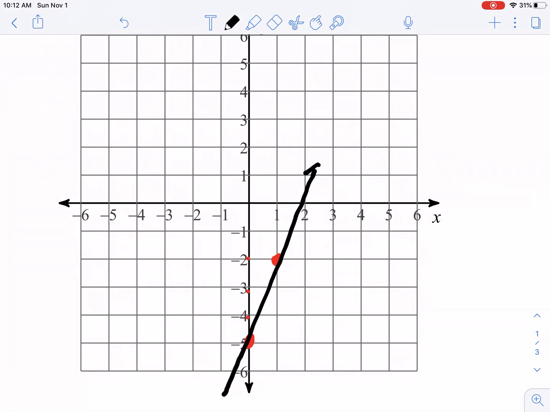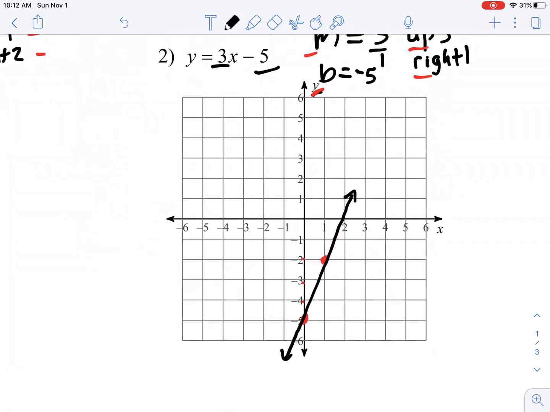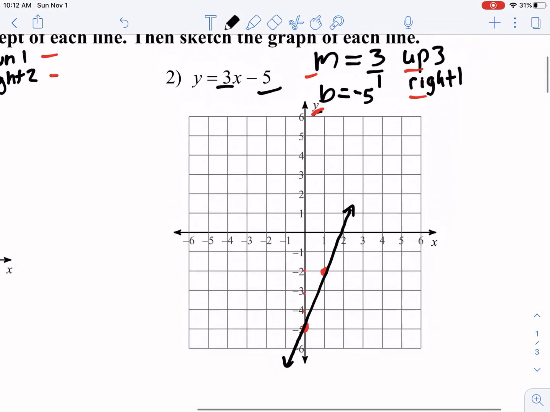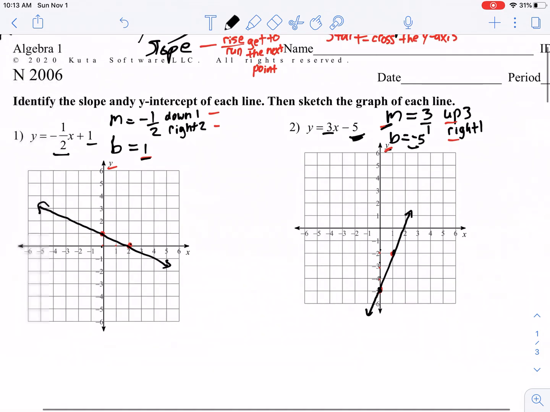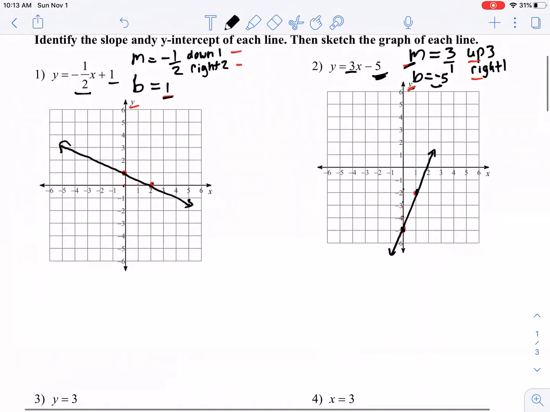And don't forget to put arrows at the end to indicate that our line's going on forever. Okay? But just to double check this here. So our y-intercept, our B, is a negative 5. So I cross the y-axis at a negative 5. Our M is 3 over 1, up 3, 1, 2, 3, and over 1. So that would be my line. Okay, so that's how we graph slope-intercept form.